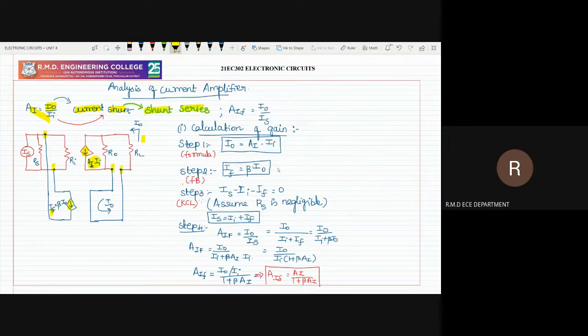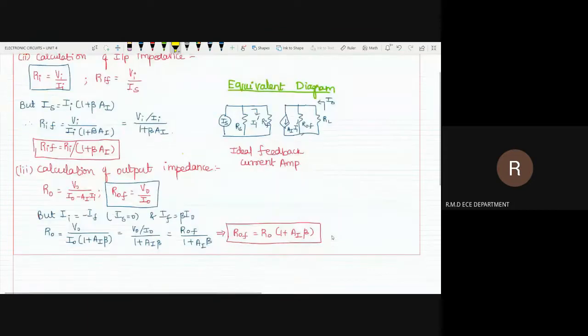As usual, three steps: calculation of gain by looking at the formula, then by looking at the feedback, apply the KCL now. In the previous case we applied the KVL, now it is a KCL. Then finally, in the same way you have to substitute, you are getting the AIF equation. Then calculation of input impedance. This is a constant formula, we already know this one, and ROF is to be constant. Here RIF will be equal to VI by IS. In the same way we have to solve. Then finally end with the current equivalent diagram.